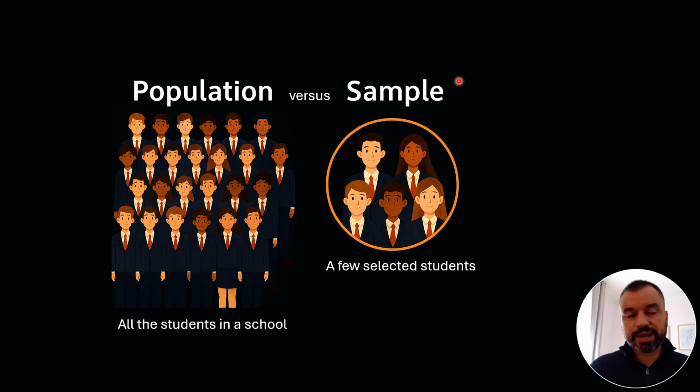So I hope that now you understand what population and sample mean in the context of statistics. Population refers to all the members of a group under study, whereas a sample is when you pick only a few members of this group, of this population, oftentimes because you don't have enough time or financial resources to measure every single individual in the population or ask them about a specific topic. So let's get back to our measures of central tendency and variability.